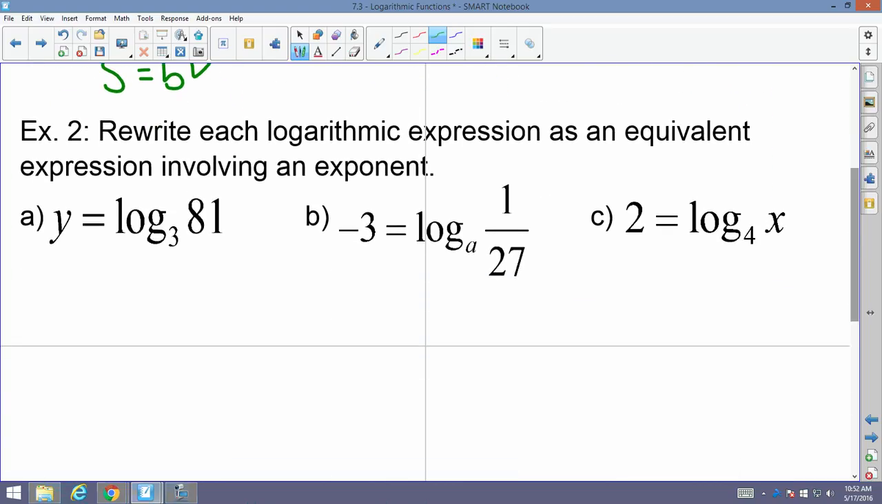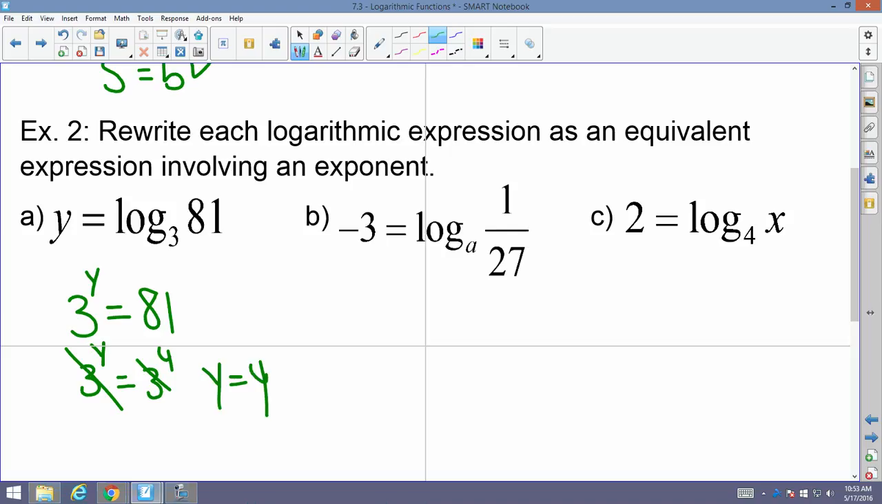Let's rewrite each of these logarithm expressions as an equivalent expression involving an exponent. So what's the base here? So 3 to the y power equals 81. Now, at this stage in the game, if I wanted to solve this, how do I solve this? We know this already. Very good. Convert it to the same base. Y equals 4.